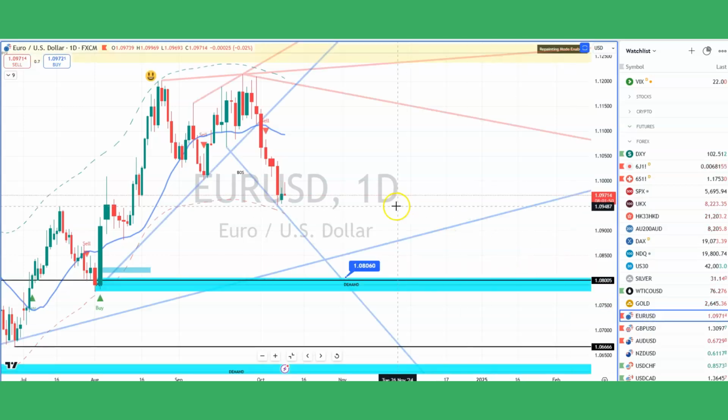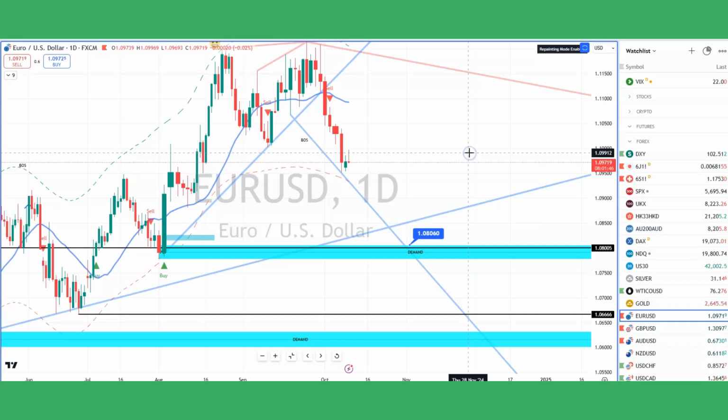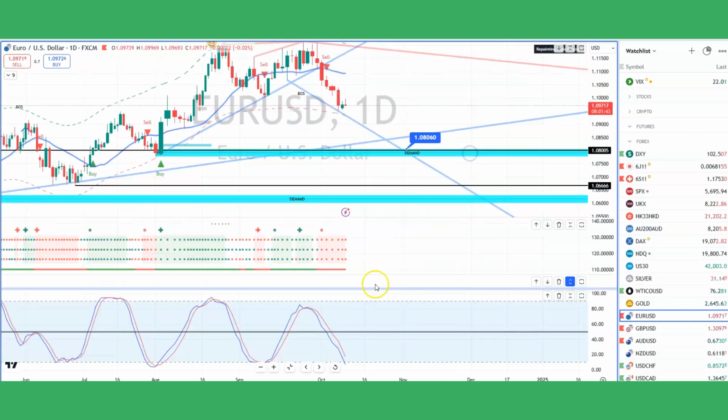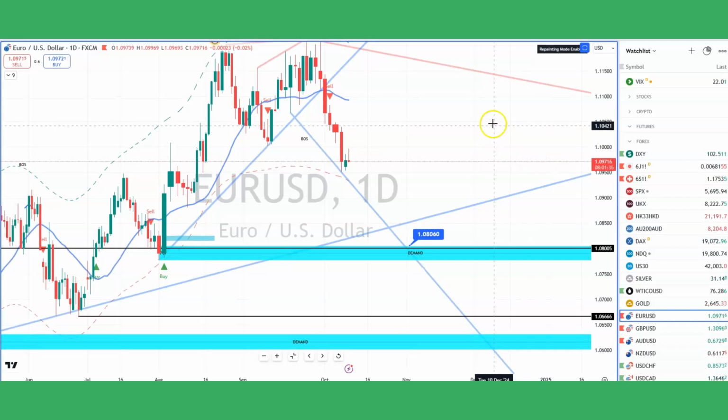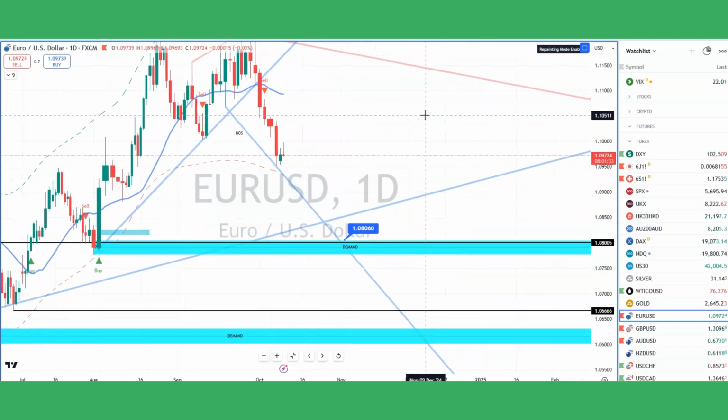Euro dollar is parabolic, and there is room for this to fall further. As you can see, there's no support lines here holding this up, and all the sellers are in, and the oscillator is telling you this is going down. Simple. Don't overcomplicate your trading strategies. Keep them simple so you can just pop in and make decisions. So target for the euro dollar is 108.06 in the coming days.